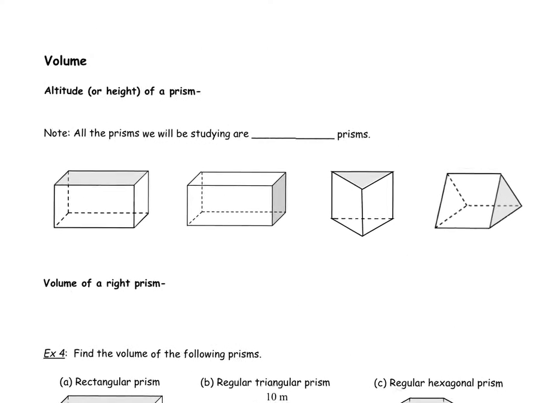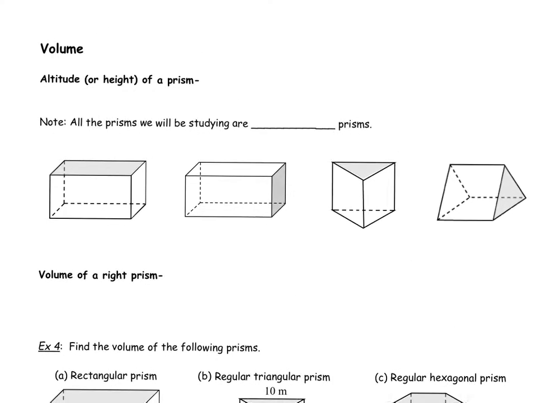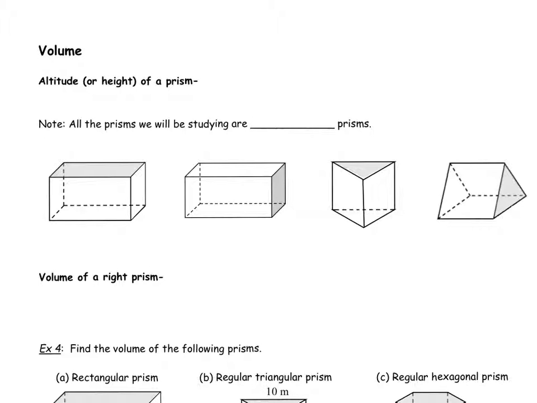Lastly, we have to talk about volume. So when we find the volume of a solid, we are finding the inside area pretty much. So we need to know the altitude or the height of that prism. So the altitude of a prism is the perpendicular distance between the two bases.